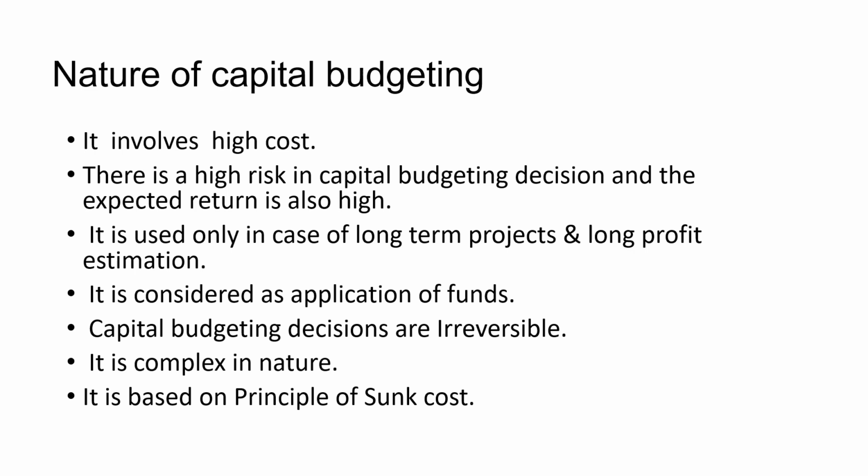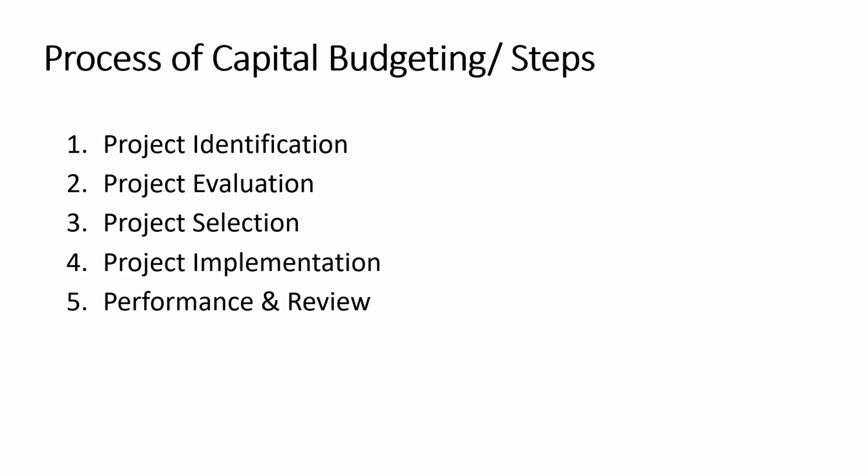Okay. Let's see the process of capital budgeting. What are the steps involved in the capital budgeting process? Let's see. Project identification. First we will try to identify the projects. Then evaluation. In the case of evaluation, we will use multiple different techniques like payback period, average rate of return, internal rate of return, net present value. All these techniques will be utilized before selection of the project. Then the project will be selected.